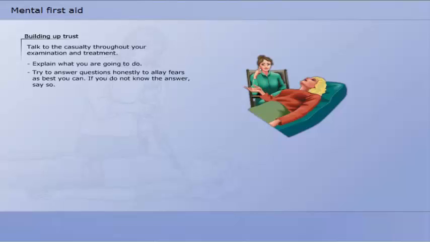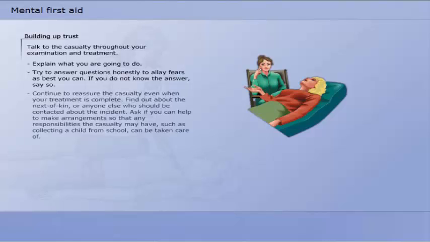Talk to the casualty throughout your examination and treatment. Explain what you are going to do. Try to answer questions honestly to allay fears as best you can. If you do not know the answer, say so. Continue to reassure the casualty even when your treatment is complete.